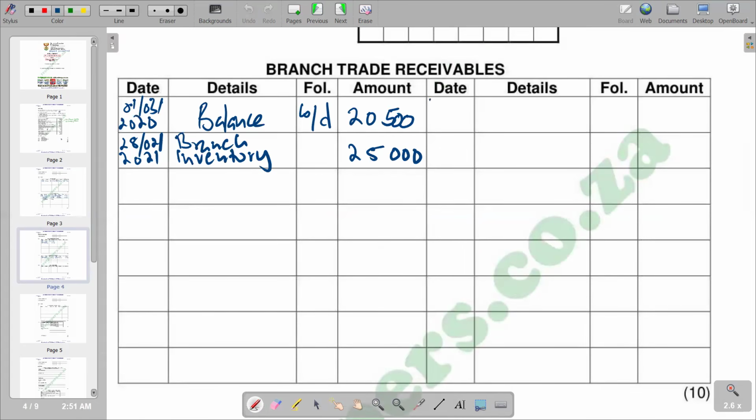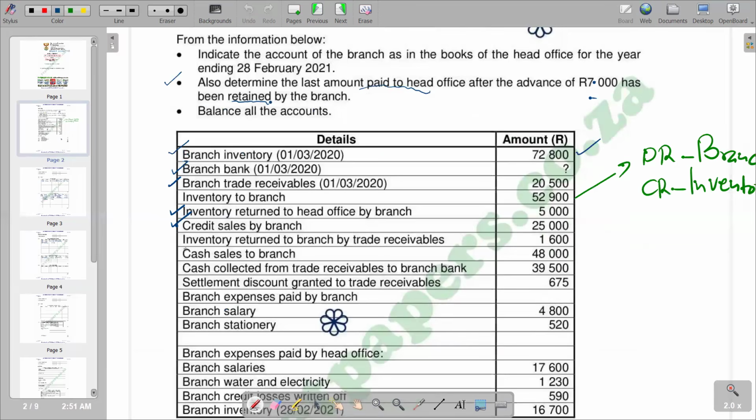So come here. The date is now 28/02, 2021. And all the details we'll see. Branch inventory. And then we have an amount of 1,600. So in that case, in brackets here, you can put returns. We get that they are returns. So this is what we have on this part, and then we go to the next one.